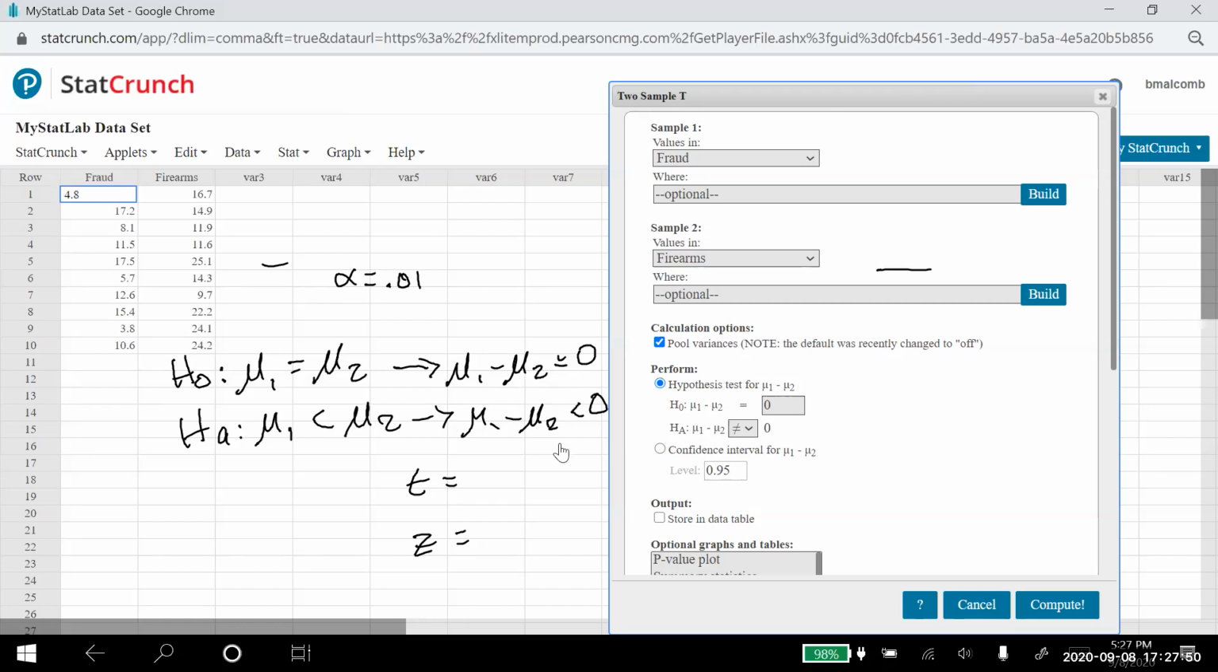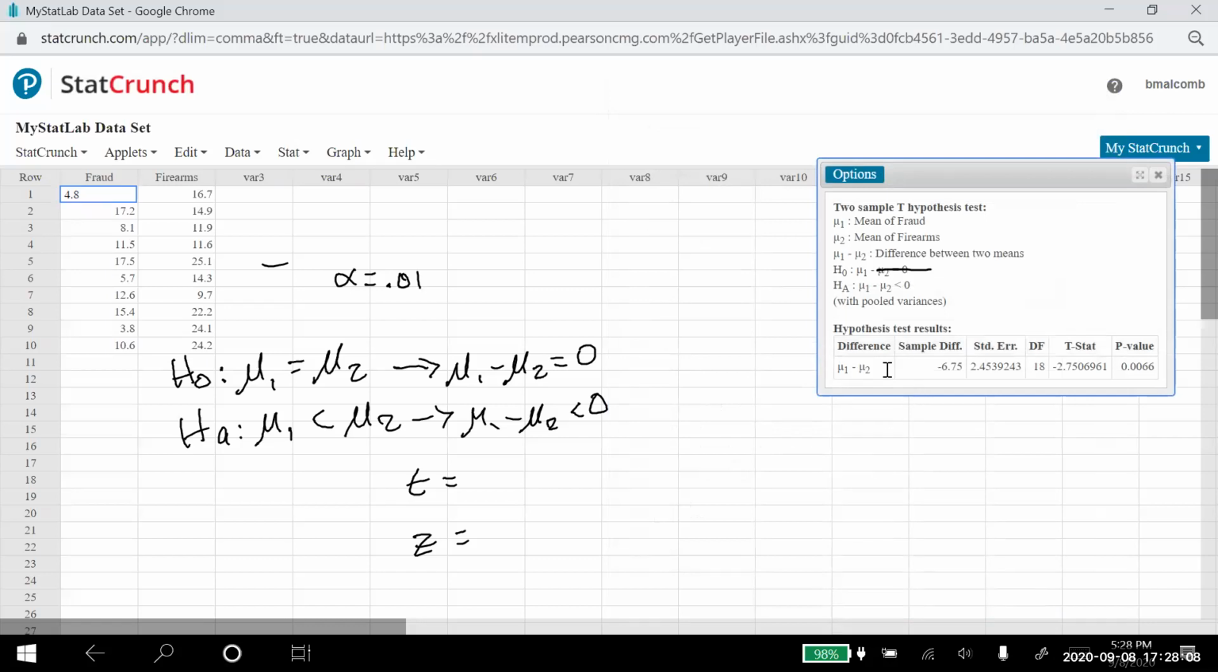That didn't look terribly like an equal sign, did it? Let's clean that up a little bit. Equal 0. And the alternative is that it's less than. So I need to change that. Right now it's a not equal. Oh, less than. And so I can just go do the computations, and it says, okay, my degrees of freedom 18. So notice there was 10 in each of these. They added them up to 20 and then subtracted 2.